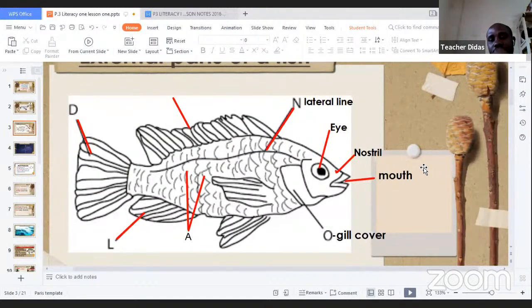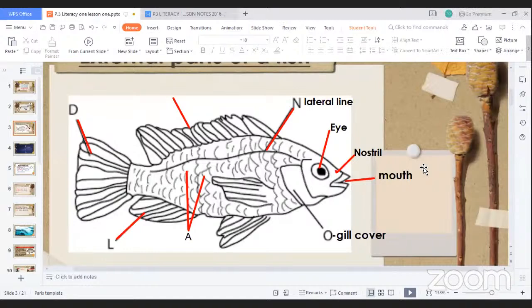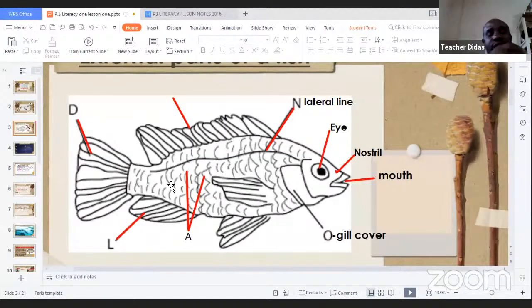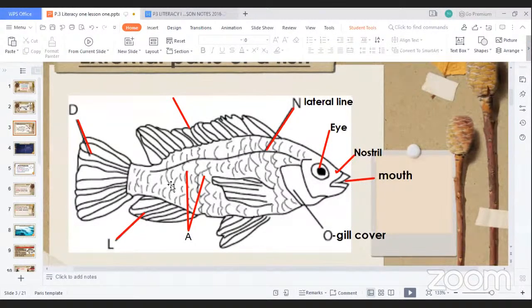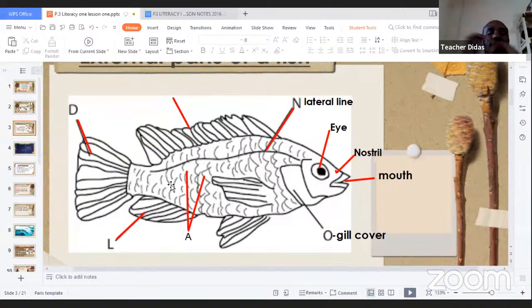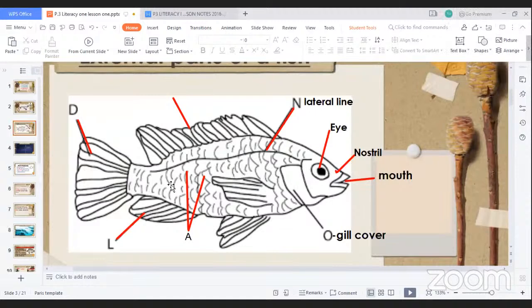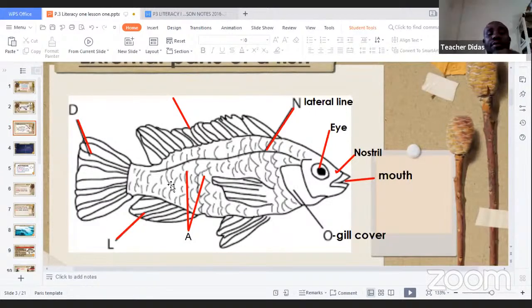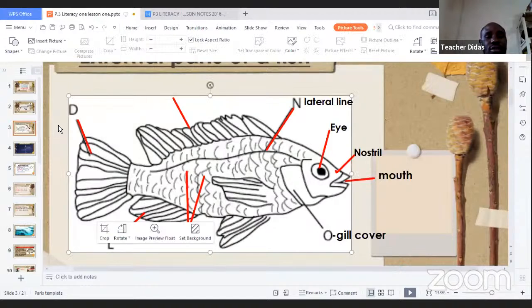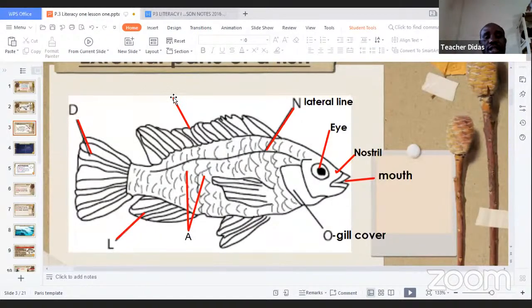Okay, Samantha. Samantha, are you on? Yes, teacher. Okay, which part do you know there on the fish that you are seeing on your screen? Tell me. The nostril? You know the nostril? Tell us the one we have not gotten. Part A is not answered. Part L is not answered. Part D is not answered also. So tell us the part that you know.